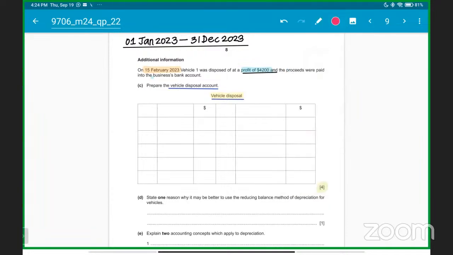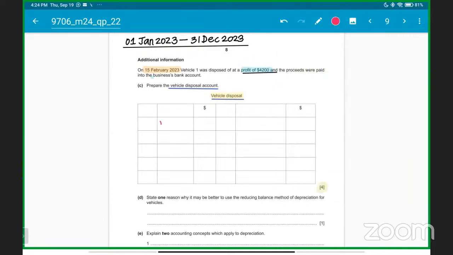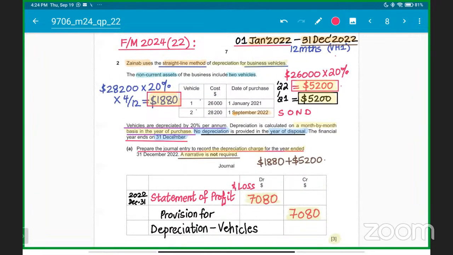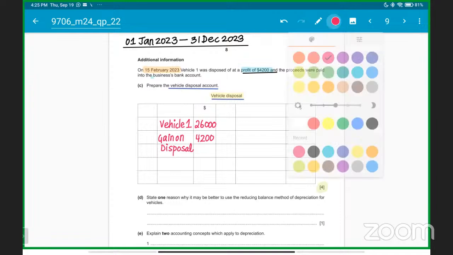So students need to understand that you will write down here. Let's write down the format and make it. Okay, we have the delivery vehicle 1. So vehicle 1, you write down the cost on the debit side. Vehicle 1, cost of the asset on the debit side, $26,000, students. Always remember, profit is always coming on the debit side in the vehicle disposal account. So you can write down gain on disposal. Instead of writing down the income statement, we should write down statement of profit and loss. The gain on disposal will be coming here.